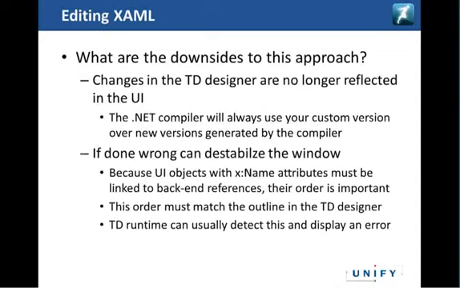You'll notice that all of the UI objects that we place in the XAML file will have an x:Name attribute. This is an indication to the WPF runtime that that object needs to be linked up to a back-end reference. The order that they appear in the XAML file needs to match the order in the outline. If you change the order around, or add new objects and give them an x:Name attribute when you shouldn't, this could potentially cause errors at runtime.